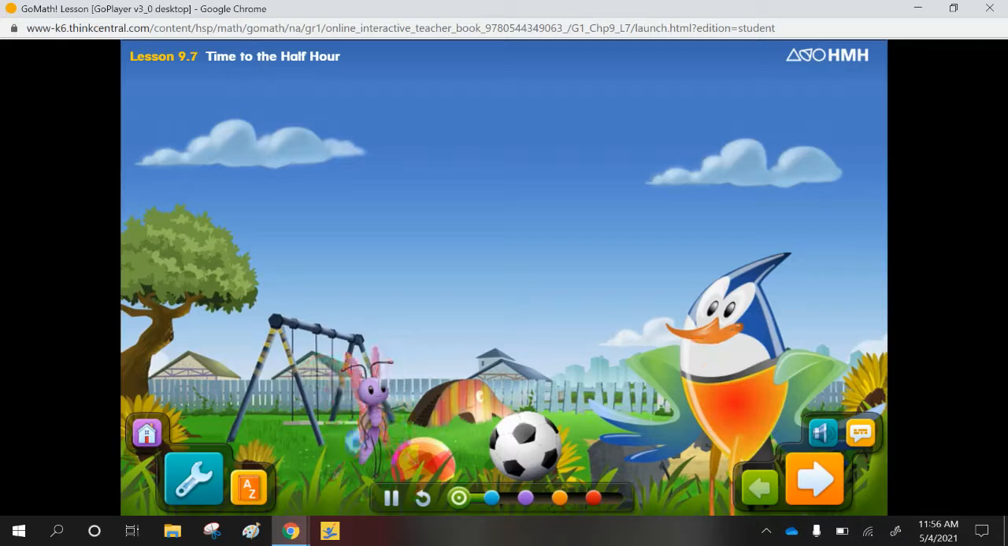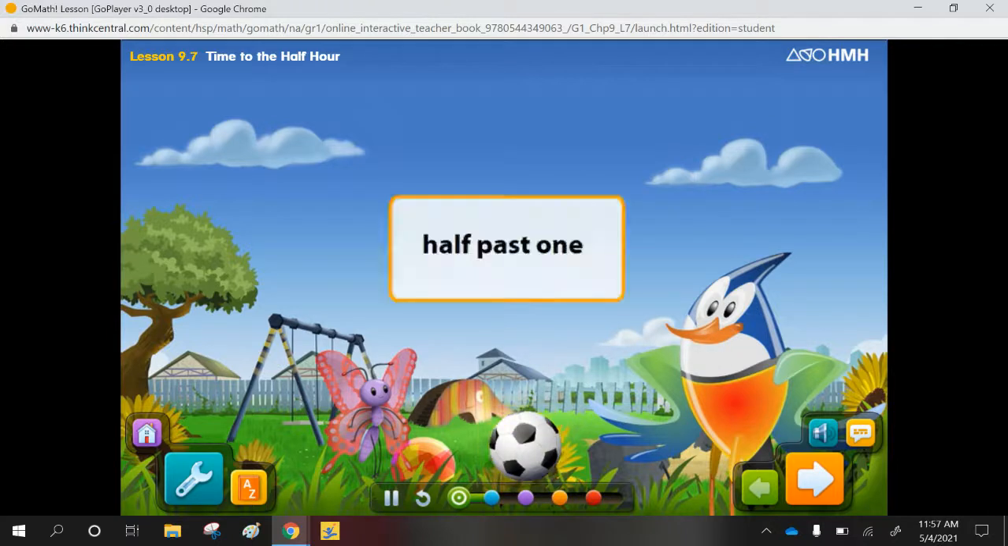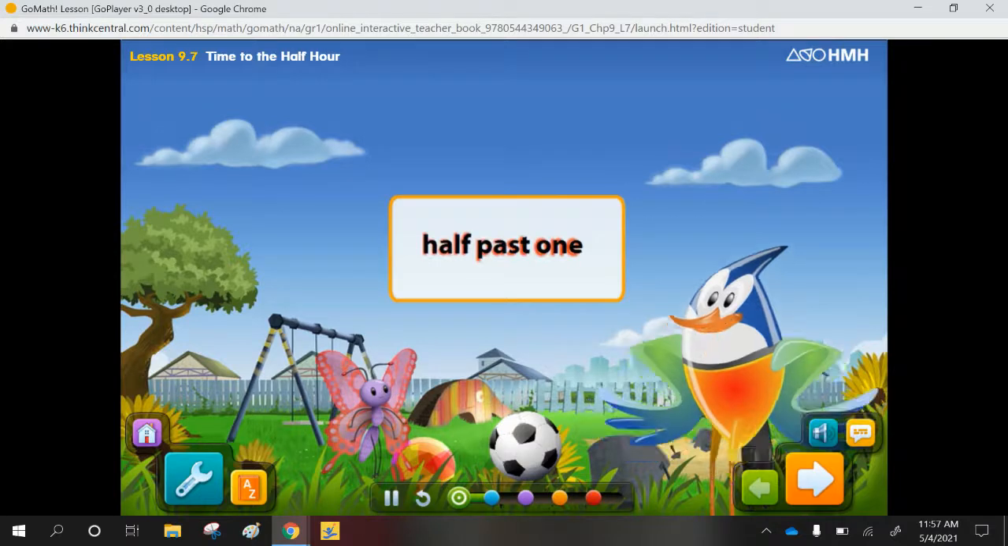Well, hello! Welcome to the yard! Something exciting is going to happen here later today. Some of the kids in the neighborhood are going to play soccer. And we're going to watch. Right, Belle? Click the soccer ball to see what time the game starts. That's great! Thank you! So now we know that the game will start at 1:30.